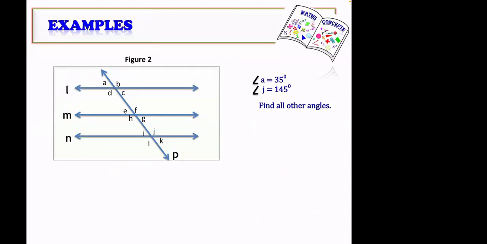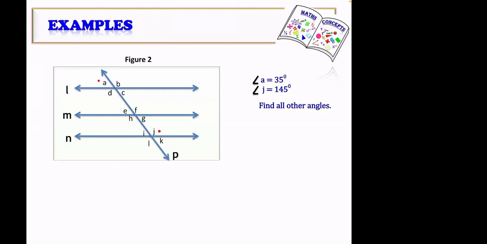Angle A is 35 degrees and angle J is 145 degrees. Angle J is this one, angle A is this one. Find all other angles. Now Shriya, tell me one angle which you can find.